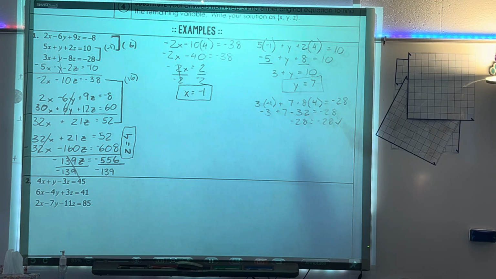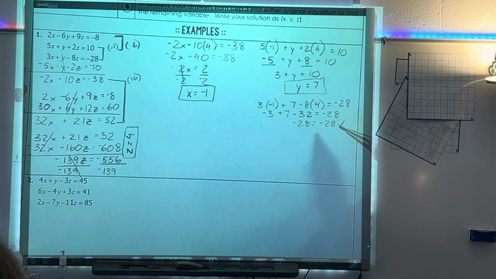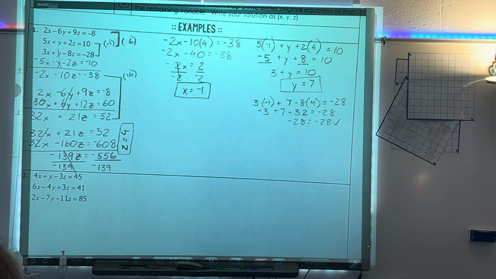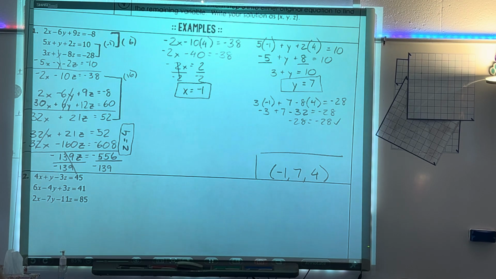You don't necessarily have to show this on your paper, but that's how you know if you get it right. So normally we've been writing our answers as an ordered pair. Here we have an ordered triple. So you have the x value, negative 1, the y value, 7, and the z value, 4. So that's how we'll write your answer on those. Any questions on that one?